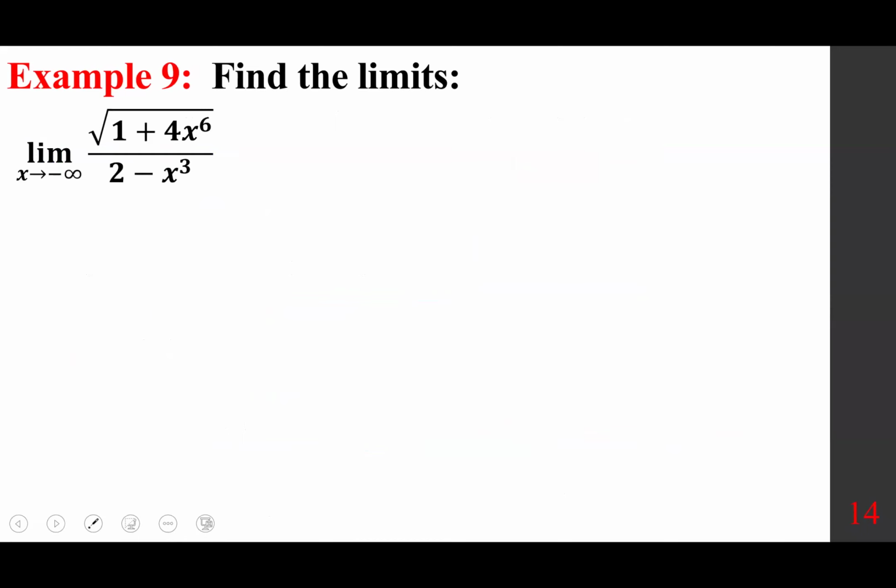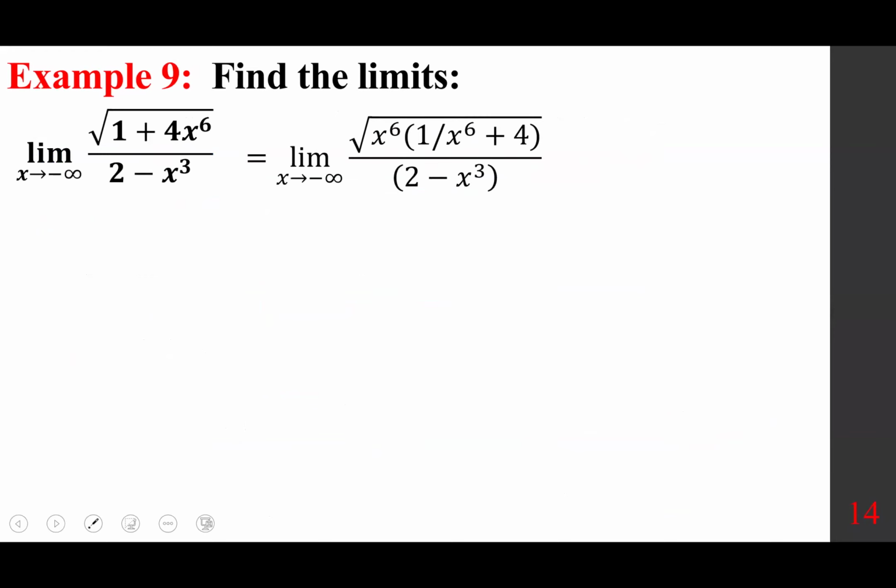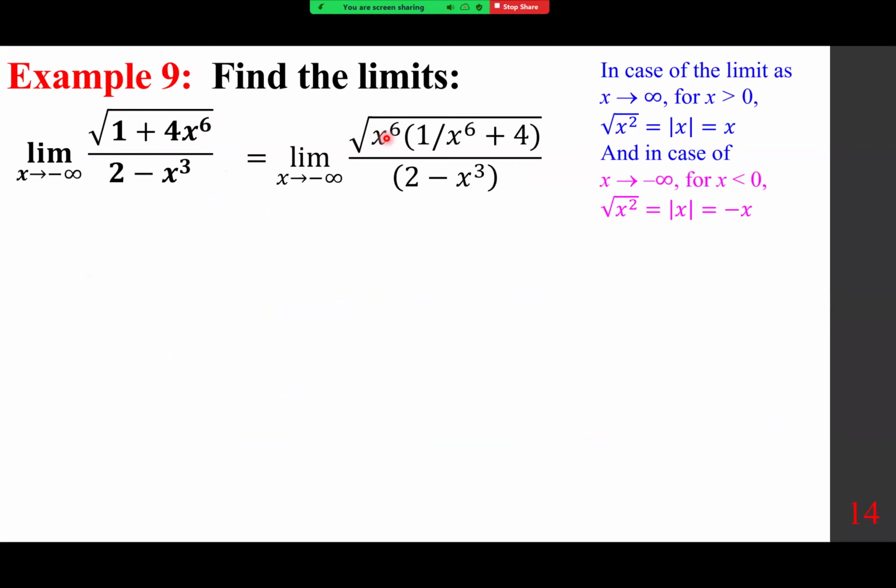We want to find the limit, and we're dealing with the square root, and x is approaching negative infinity. So I want to show you the technique that I'm going to use here. Over here, I noticed that I have x to the power of 6 and x to the power of 6. If you take a root, it's the same as x cubed. Of course, you have to pay attention to the sign, and I'm going to explain that in a moment. So if I take x to the power of 6 out, what happens? In the case of a limit as x approaches infinity, it means x is larger than 0. As you know, square root of x squared is the absolute value of x, or x.